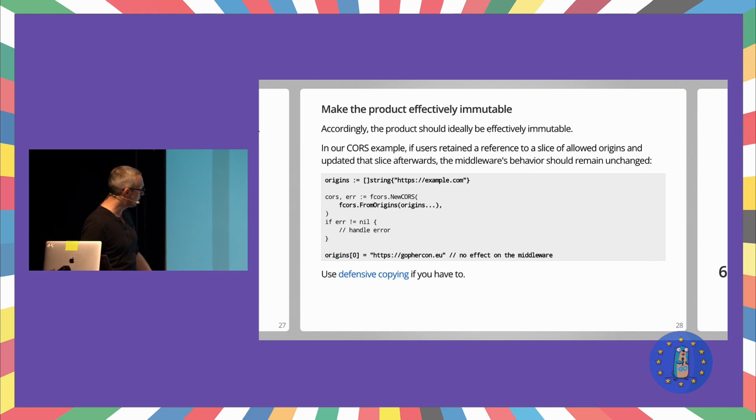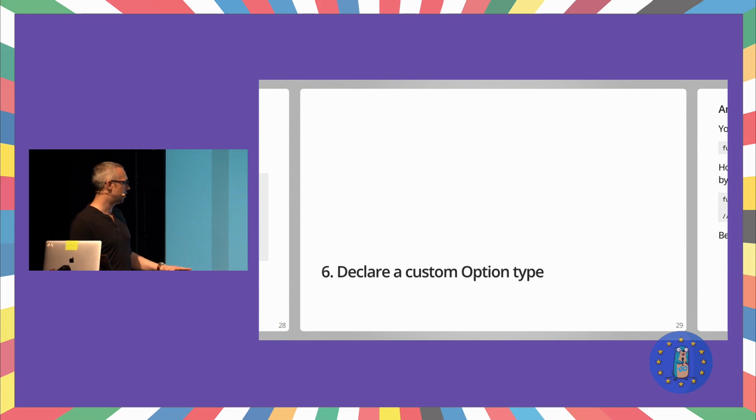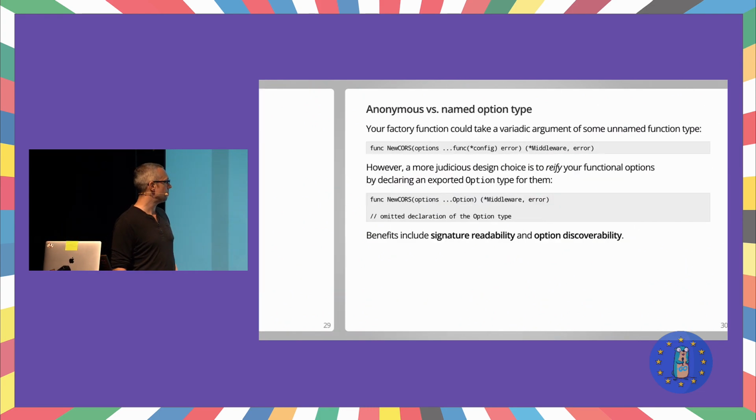I don't care how you do it. Use defensive copying if you have to. But it's the best way to do it, I think. Declare a custom option type. OK.